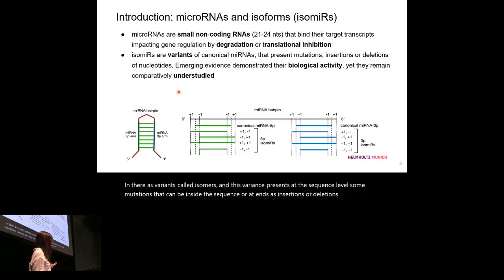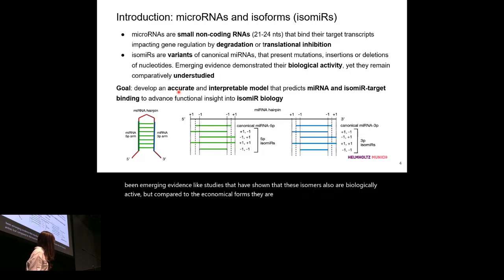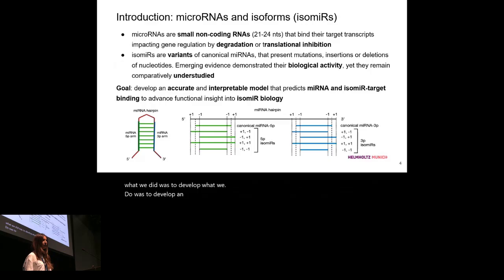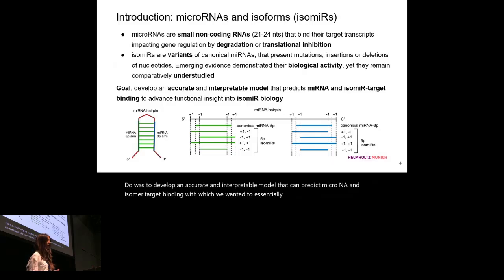And there has been emerging evidence, studies that have shown that these isomiRs are also biologically active, but compared to the canonical forms, they are under-investigated. So in this project, what we wanted to do was to develop an accurate and interpretable model that can predict microRNA and isomiR target binding, with which we wanted to essentially advance the functional characterization of these isomiRs.